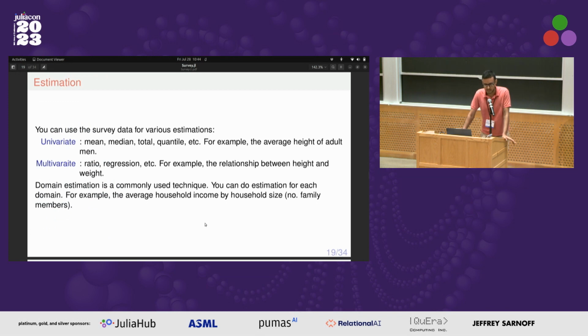So you can do various estimations. For example, I told you about the average height of people. So that's a mean, and then you can do median, total, quantile, and so on. You can also do multivariate estimations such as ratio, regression, and so on. There's also domain estimation. So sometimes you may want, let's say, the average height by a state. So that by is a domain. So you often want that, and that really complicates things often.